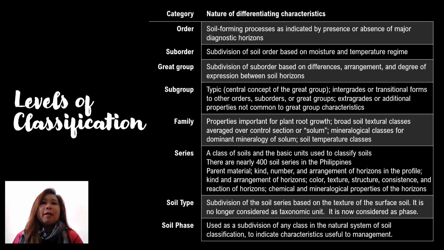For soil type, it is the subdivision of the soil series based on the texture of the surface soil. It is no longer considered as a taxonomic unit. It is now considered as a phase. Soil phase is used as a subdivision of any class in the natural system of soil classification, that is, to indicate characteristics useful to management.